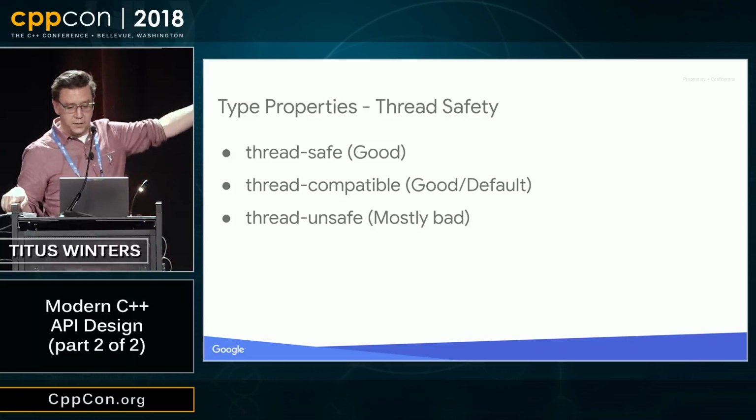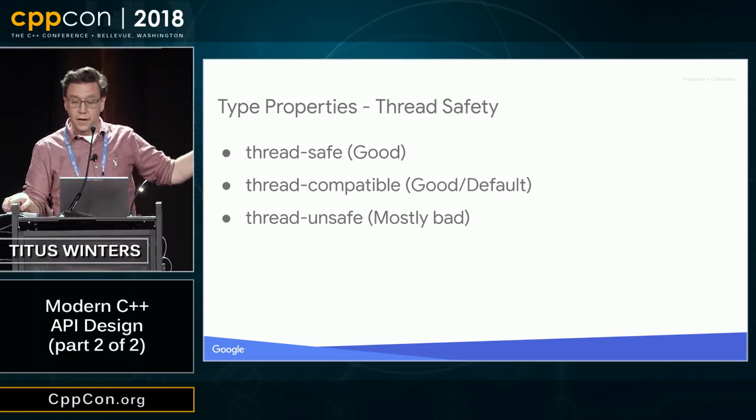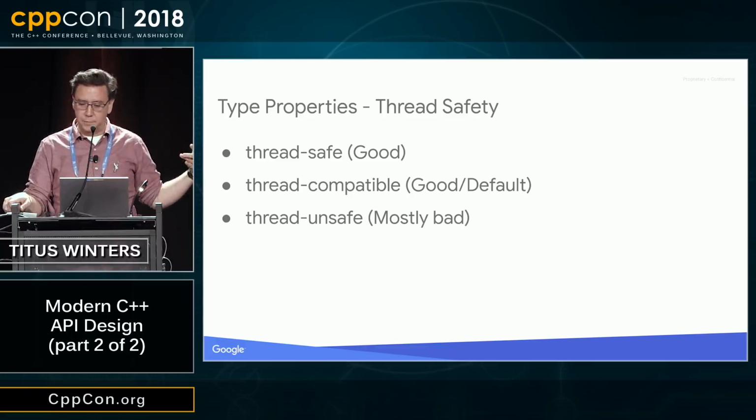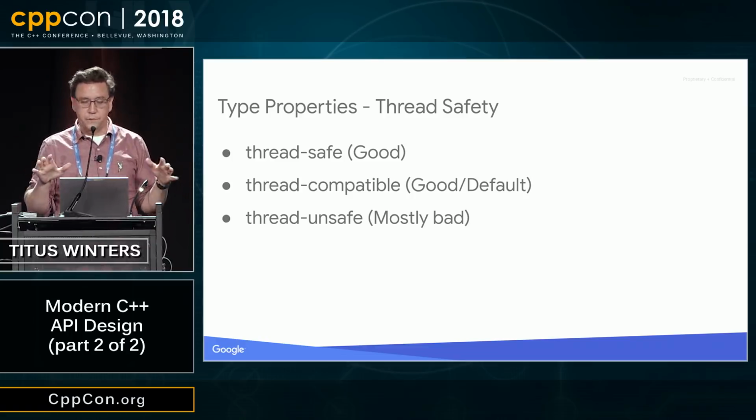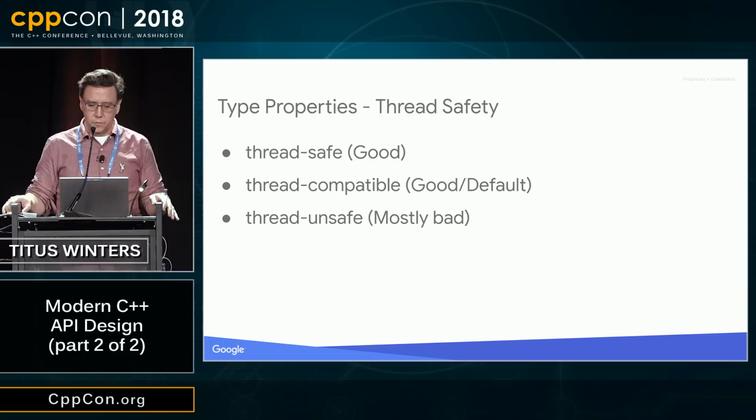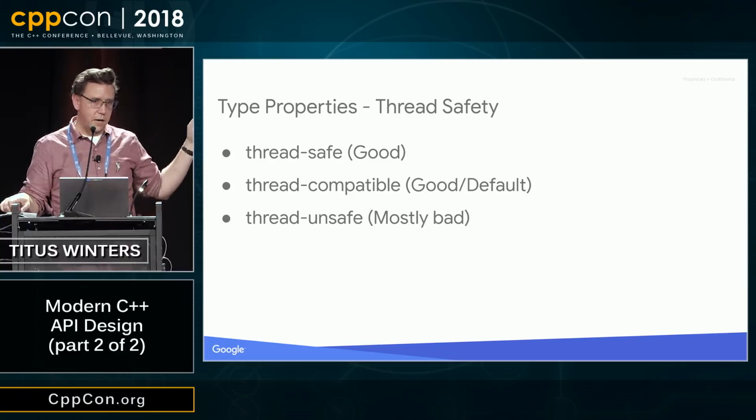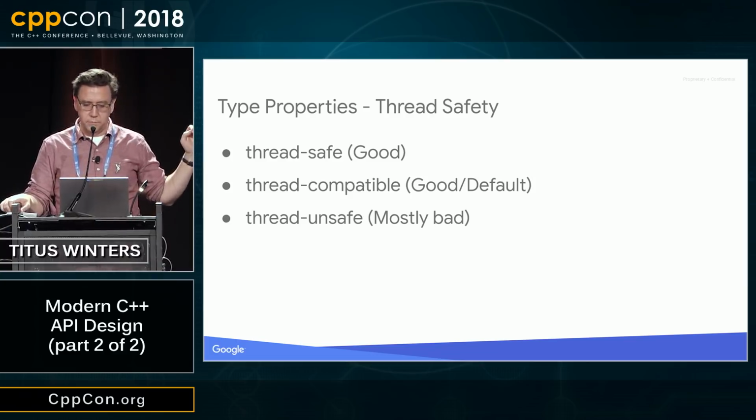Like in this case, by default, make it thread compatible. If you've got reason, make it thread safe. Almost never make it thread unsafe. For thread unsafe and other bad options, I will try to discuss full type designs later in the talk across all the property dimensions that might make it usable. This is not always a complete list.